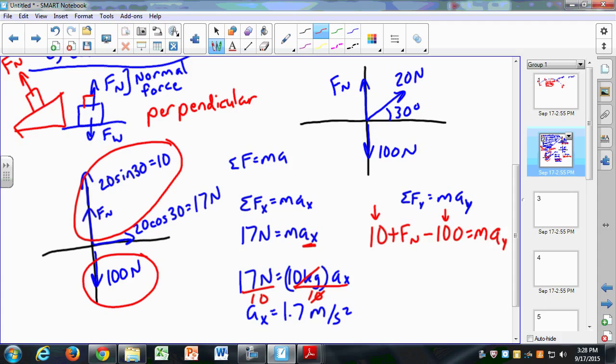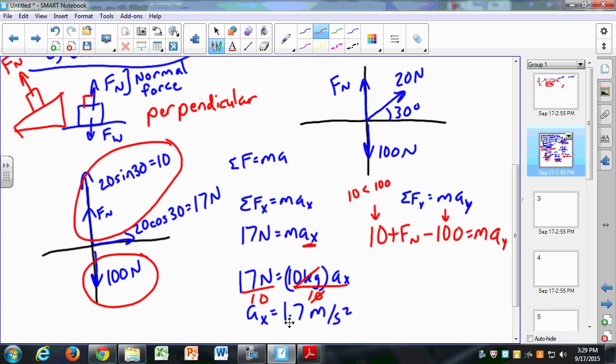No. Remember, the normal force is a force that the surface is pushing up on the object with. So if the object is not on the surface, then what is the normal force? There is no normal force, right? So I know that this thing is not flying up in the y direction because this force, 10 newtons, is less than the 100 newtons. That should seem sort of intuitive, right?